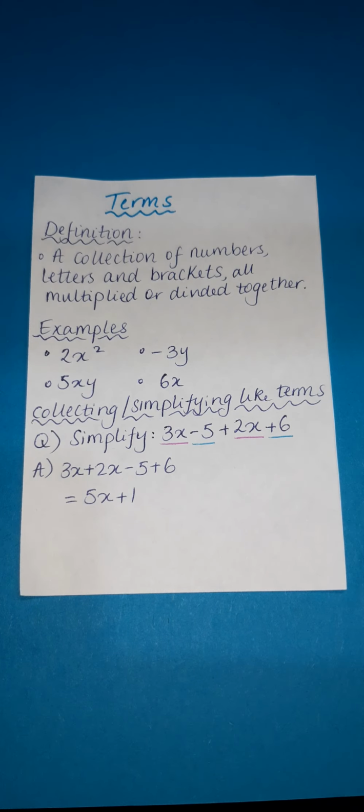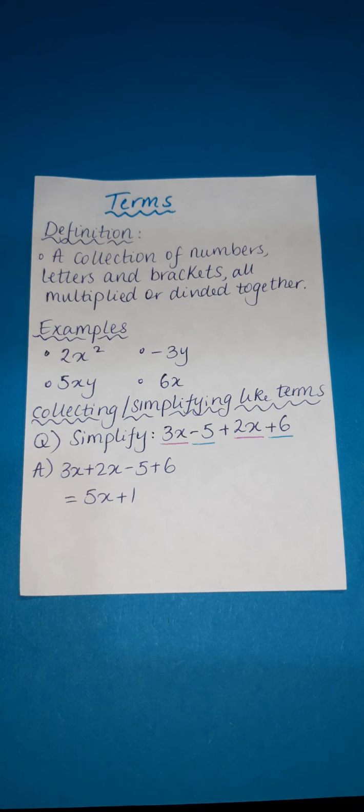The final thing we're going to look at in this video is about what a term is, examples of a term, and how we collect and simplify like terms. So the definition is right at the top, and it says that a term is a collection of numbers, letters, and brackets, all multiplied or divided together. Now in the examples we can see that it says 2x squared, 5xy, minus 3y and 6x. The 2x squared is an x squared term, the 5xy is an xy term, the minus 3y is a y term, and 6x is just an x term.